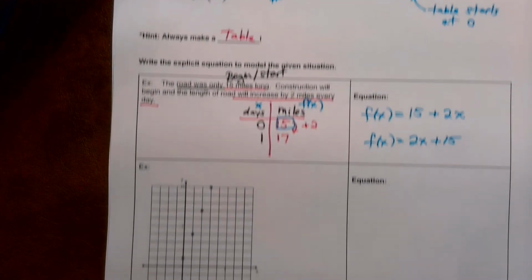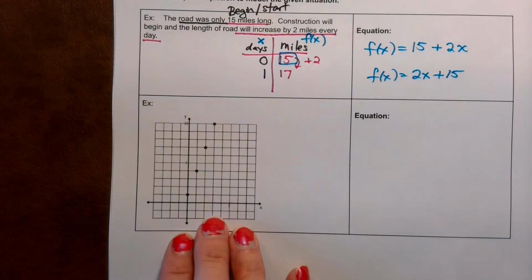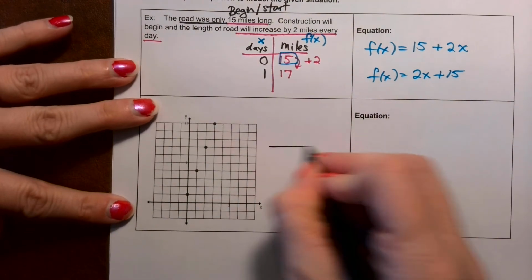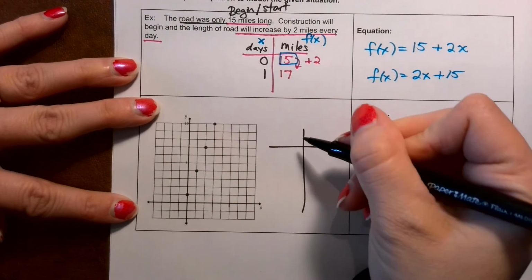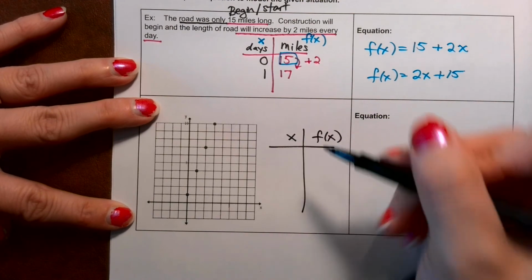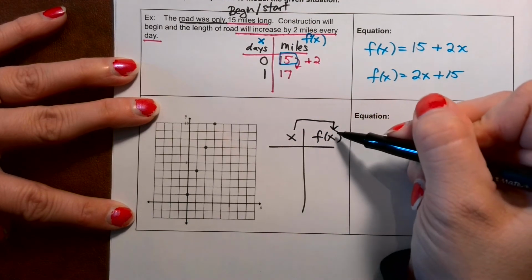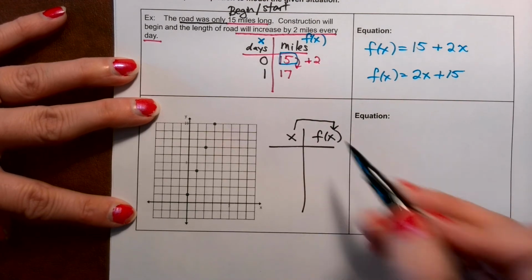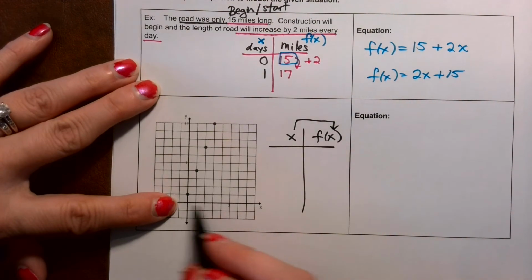All right, let's take a look at this next one. If you are given a graph, you're going to have to make your own table. So let's take a look at x and f of x. The input always goes inside. If you're using different letters, make sure x is inside.